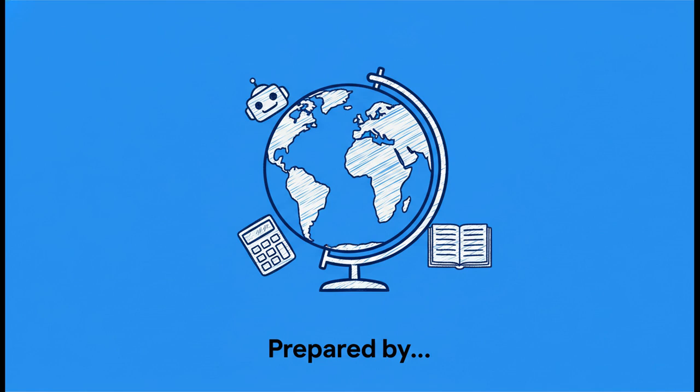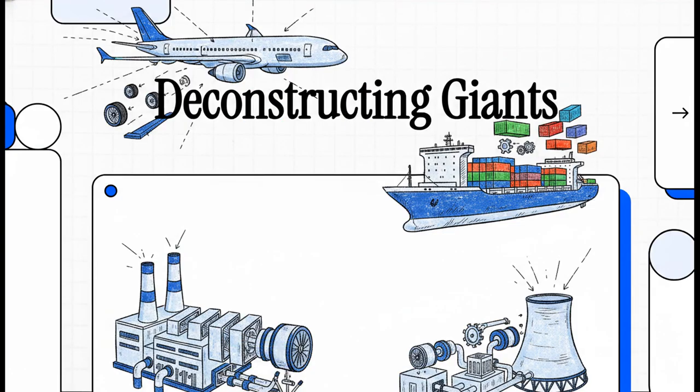We're jumping right into the really fascinating world of international accounting. Let's get started. All right, today we are deconstructing giants. We're going to explore how international accounting standards, specifically IAS 16, tackle the huge challenge of accounting for massive, complex assets. Think about things like airplanes, container ships, giant factories. Assets that are really more like a collection of different parts than just one single thing.